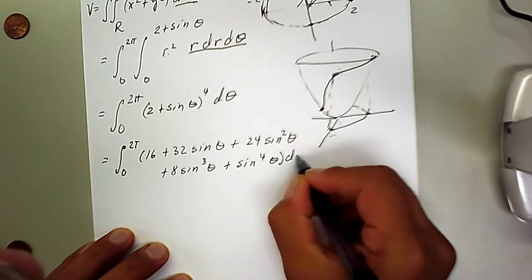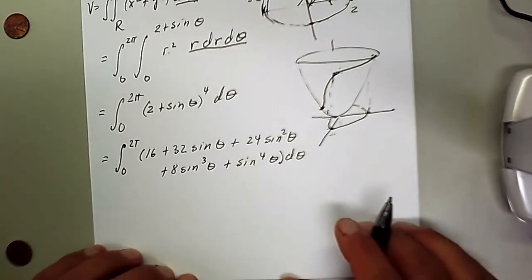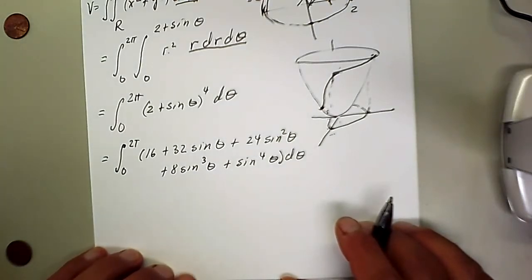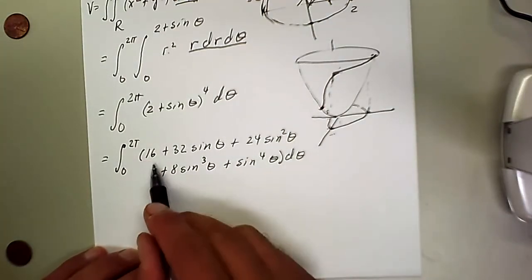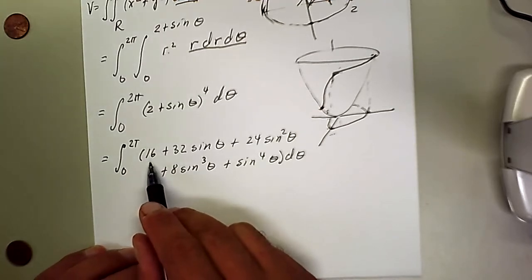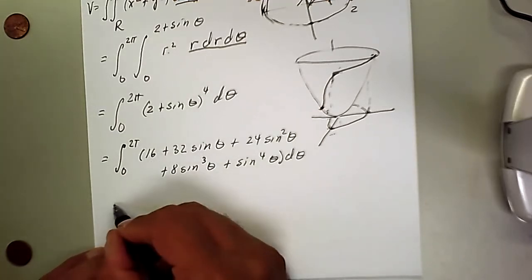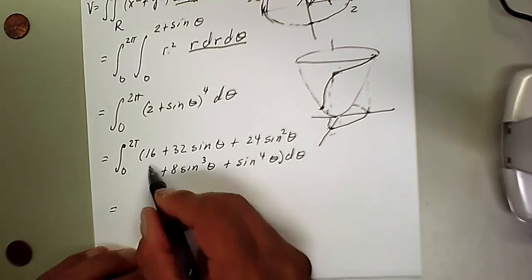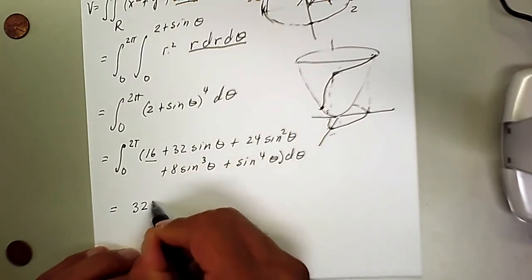And we have to integrate this with respect to theta. And you may be thinking, whoa, yes and no. So first, 16 is a constant, so that's just going to be 16 theta, plug in 0 to 2 pi, so we end up with 32 pi. I'm going to do this in parts. So the 16 is taken care of. 16 is going to turn into 32 pi.